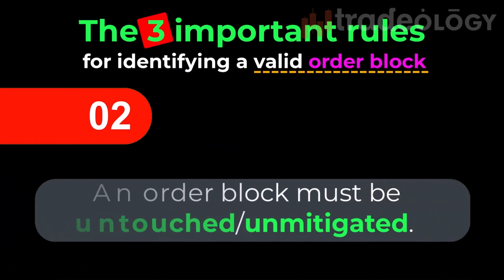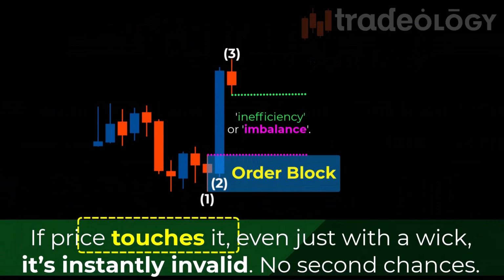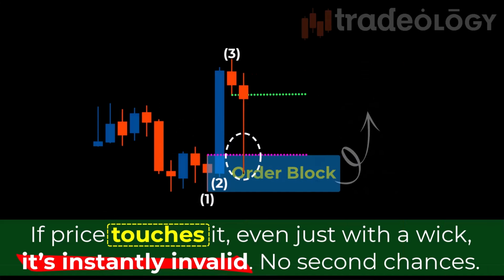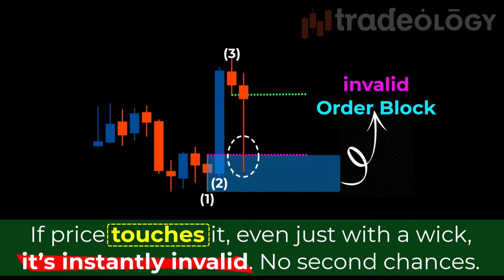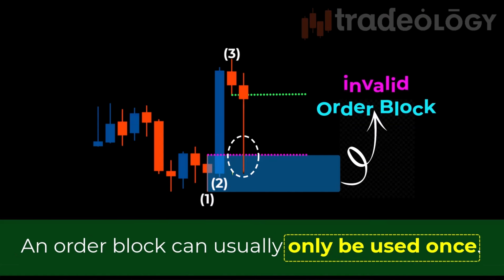Rule number 2. An order block must be untouched, completely unmitigated. Think of it as a one-time use level. If price touches it, even just with a wick, it's instantly invalid. No second chances. So, if you see a gap and mark your order block but the market comes back and taps it, it's dead. Yes, there are advanced tricks for reusing tested blocks, but that's for later. For now, lock this in your head. An order block can usually only be used once.